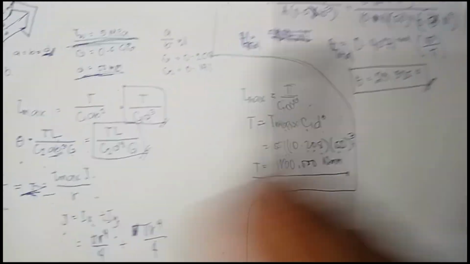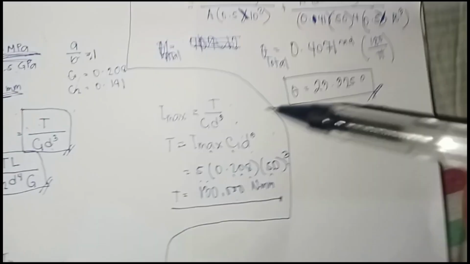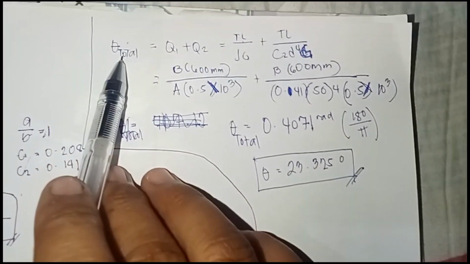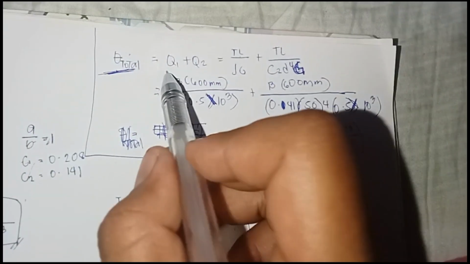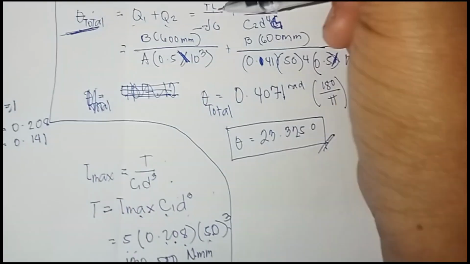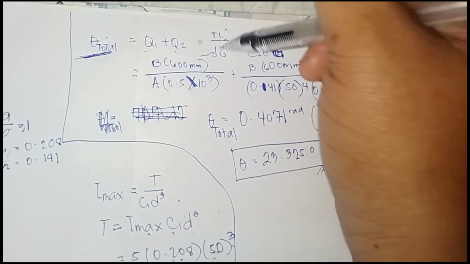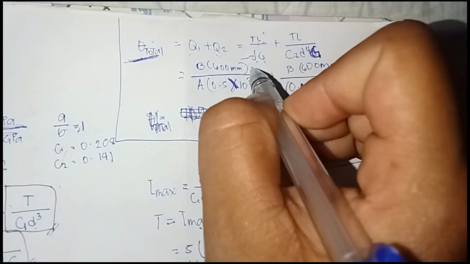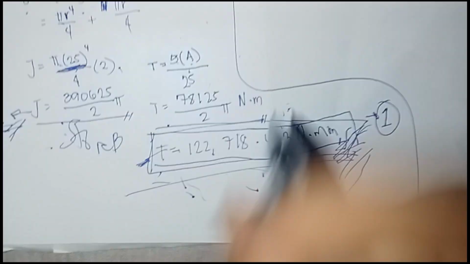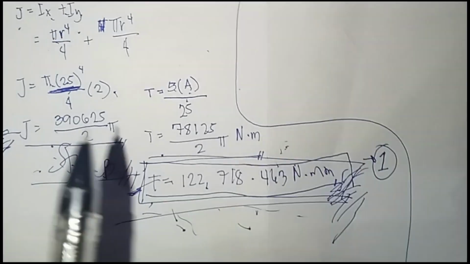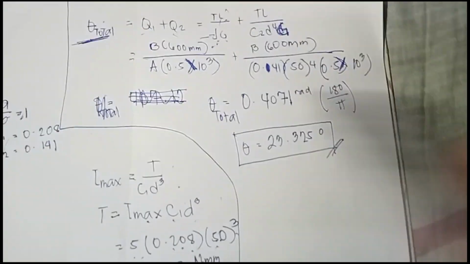Now to get the answer to question number 2, which is the angle, we can use the formula for theta total, which is theta 1 plus theta 2, equal to torque times length over JG. We already have the value of J and the modulus G. The answer from earlier, the torque, we stored in B to make our answer more accurate. After storing in B, we proceed to the formula.